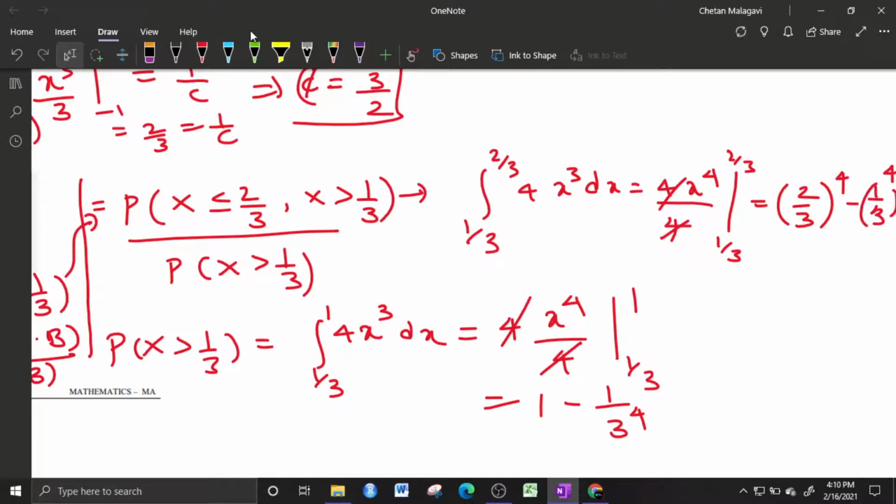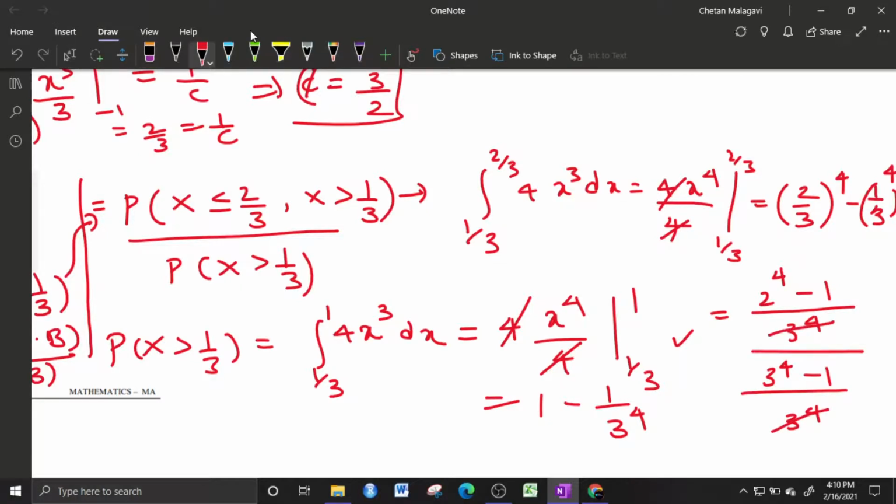So this is the numerator and this is the denominator. You can solve this. 2^4 minus 1^4, that is 1, divided by 3^4, whole divided by 3^4 minus 1 divided by 3^4. This 3^4 cancels, and then you can solve this easily: 2^4 minus 1 and then 3^4 minus 1. So this is the final answer: (2^4 minus 1) divided by (3^4 minus 1).